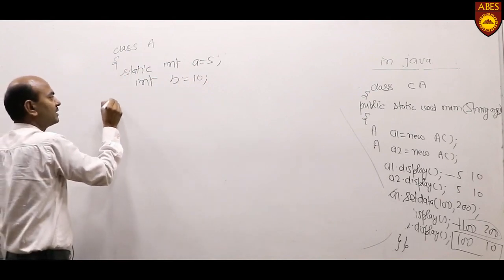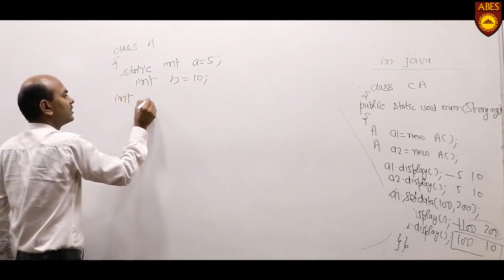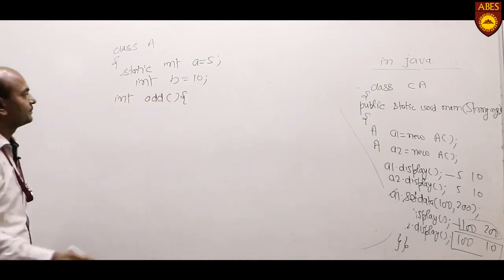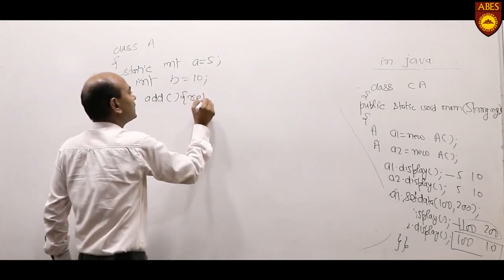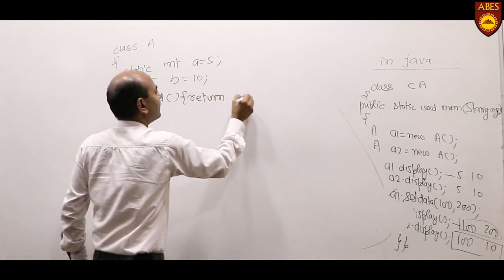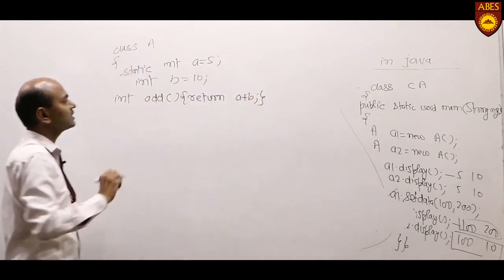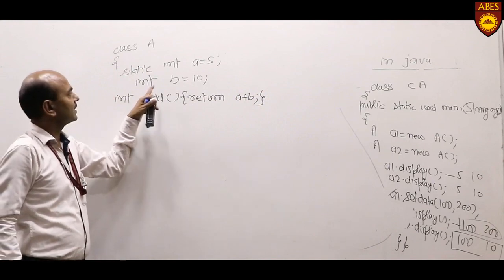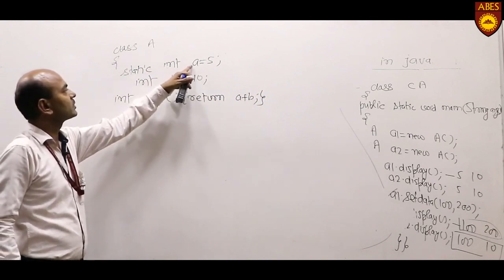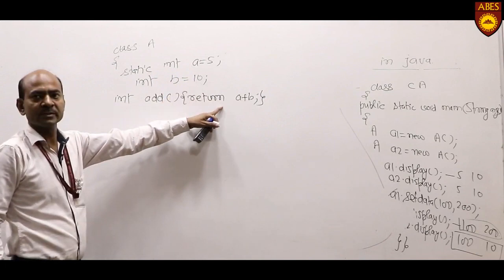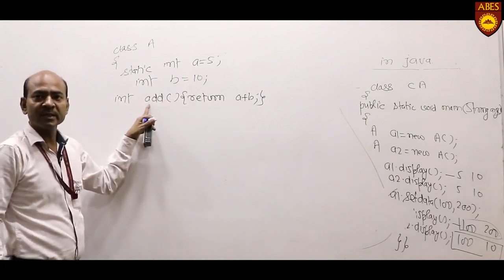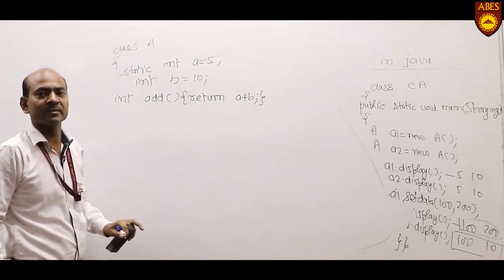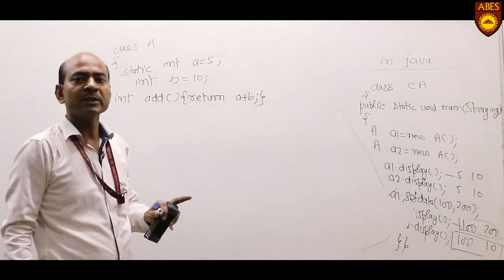Now we have one non-static method add, which will add the values of a and b. Here we will return a plus b. Now you can see that this non-static method can call both static and non-static data members. That is, a non-static method can use both static and non-static members. Members could be data or methods.